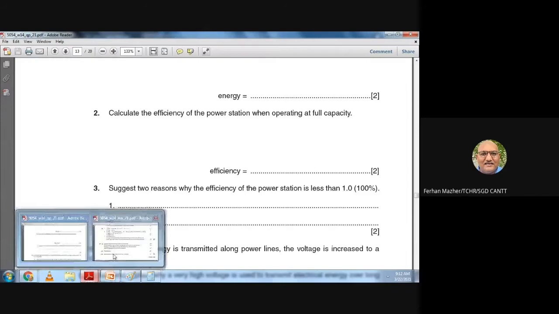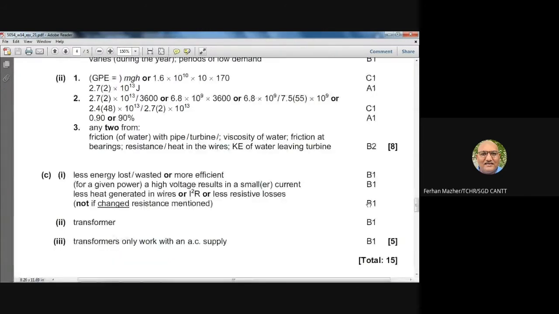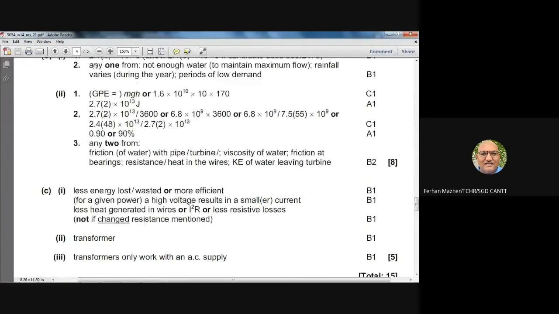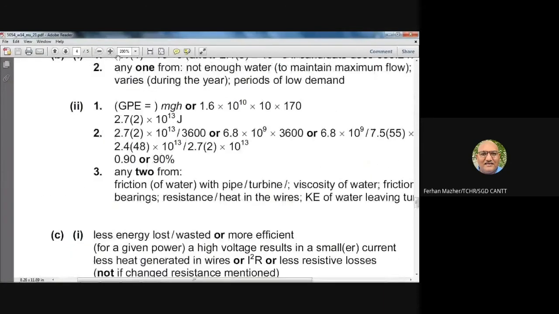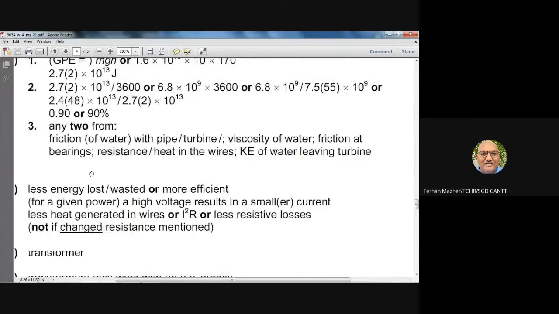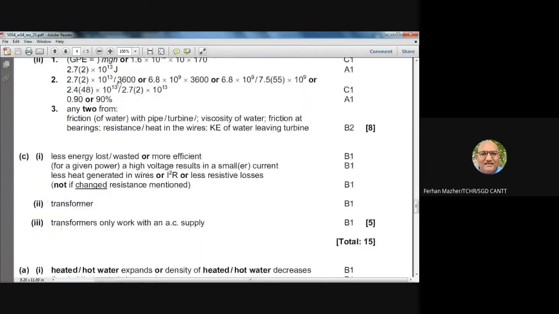You see, the marking scheme is showing on your screen, and let me increase the size. So, any two from: friction of the water with the pipe or turbine, viscosity of the water, friction at the bearings, resistance, heat in the wires, kinetic energy of the water leaving the turbine. So you can suggest any reason from the given reasons. It was a 2-mark question.